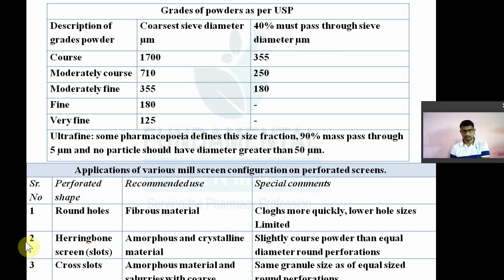The sieve has these types of perforations. Round holes are particularly used for fibrous material. Herringbone type of slots are mostly used for crystalline as well as amorphous material. Cross slots are useful for amorphous material and slurries with coarse particles. Okay, it is not much important but you should know.